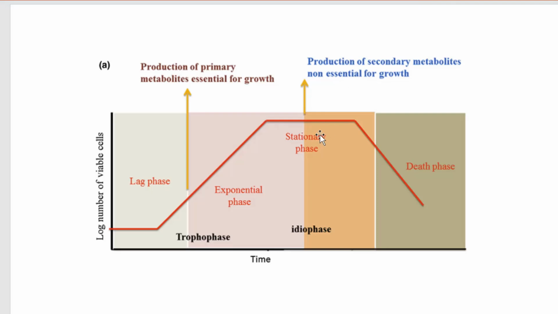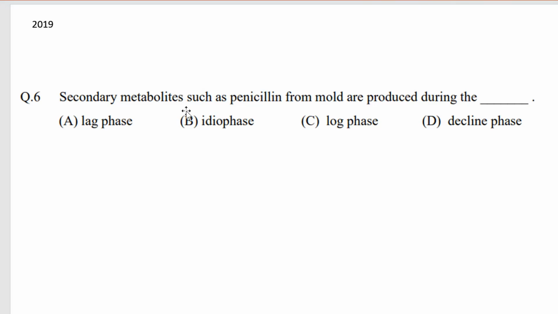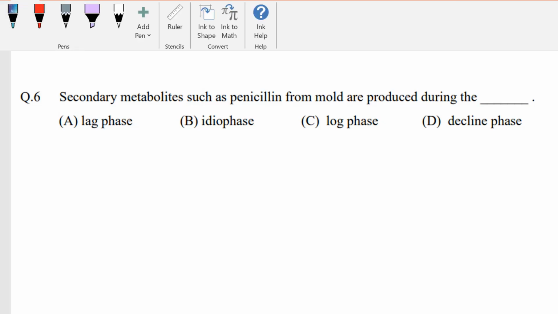So the stationary phase is also known as the IDO phase. Okay, when they are idle. So these are the four phases, and as is clearly mentioned, the production of secondary metabolites happens in the stationary phase, or the IDO phase. So if we go back, the IDO phase is where the secondary metabolites are produced, and these are not produced during the lag phase, log phase, or the decline phase. Okay. So the answer would be the IDO phase.